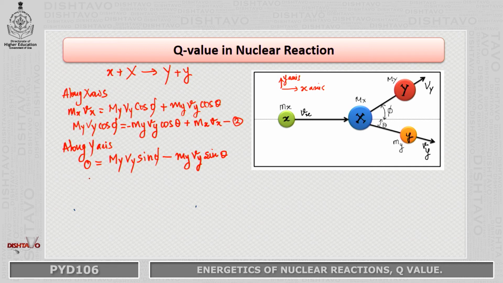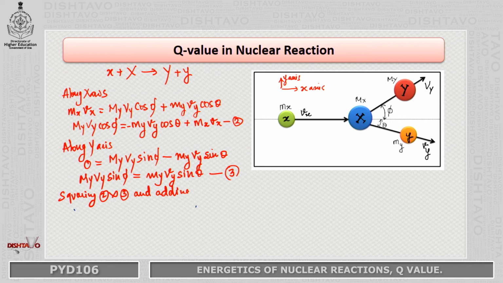Okay, so this we can rearrange to my Vy sine phi is equal to my vy sine theta. Let us name it as equation 3. Now squaring equation 2 and equation 3 and then adding them. Let us do it step by step. So we have to square this first, and then we have to add it.